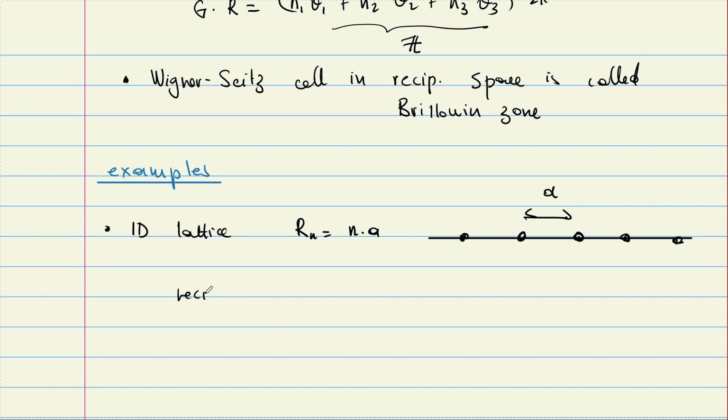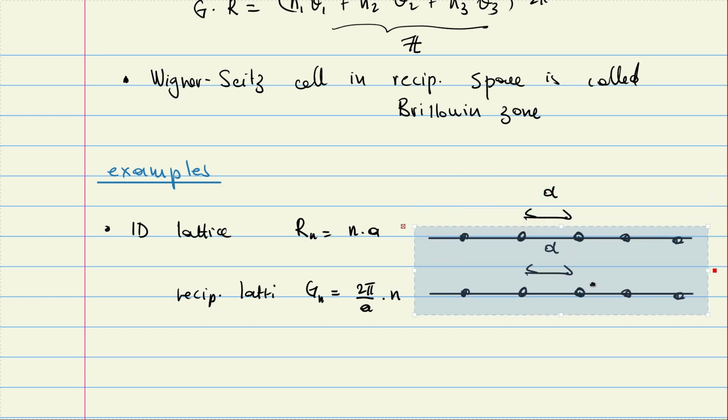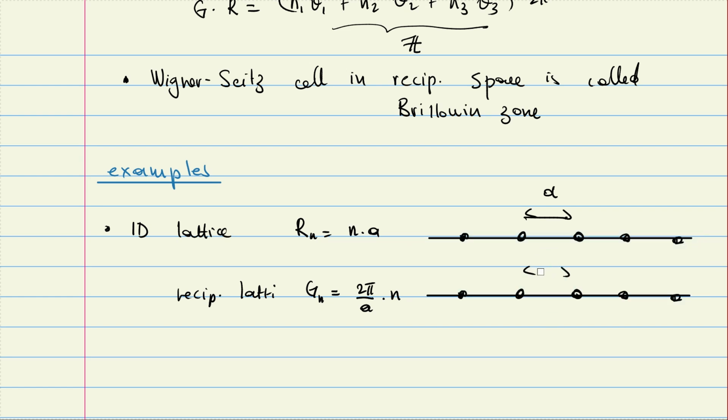And the reciprocal lattice is going to be G. Let me also use n for this. And it's going to be 2 pi over a times n. And it's also exactly the same. The only difference is the distance is 2 pi over a.